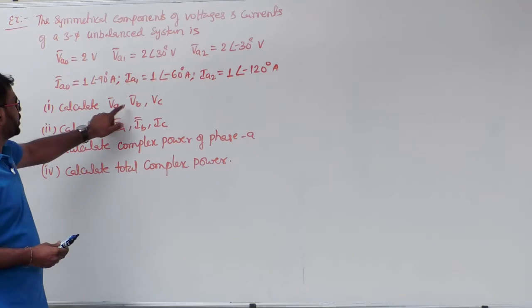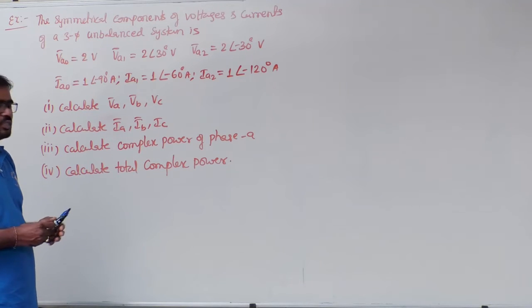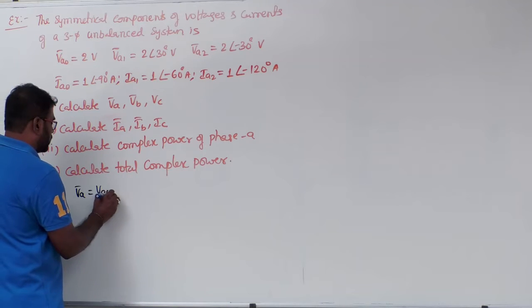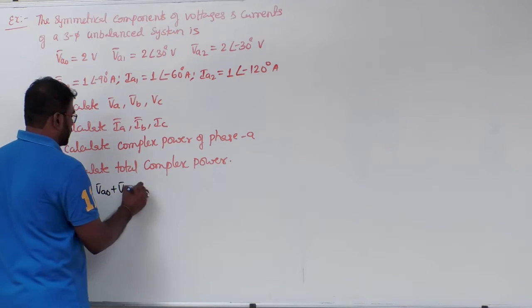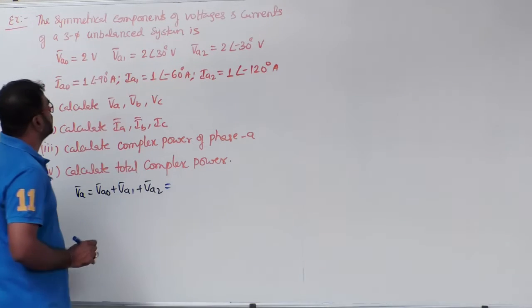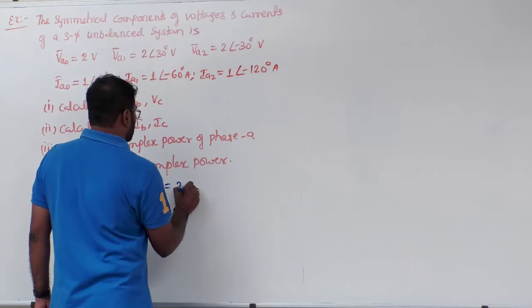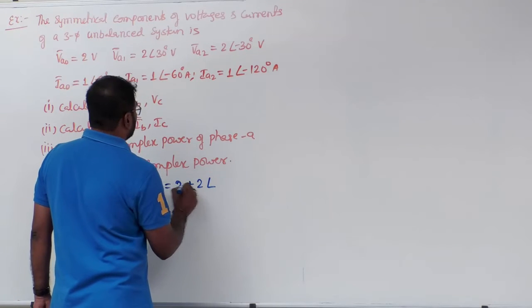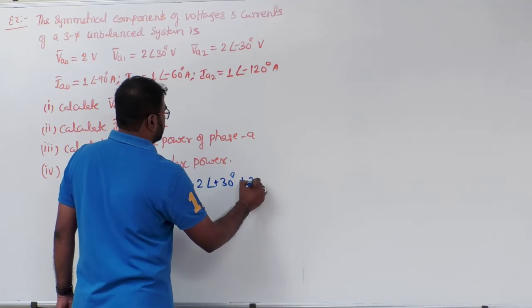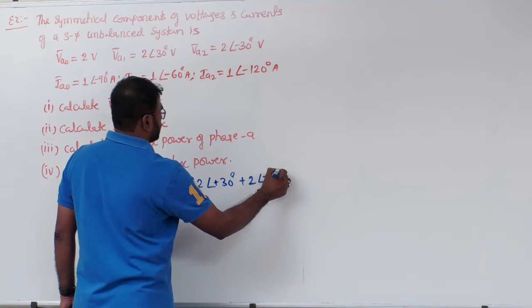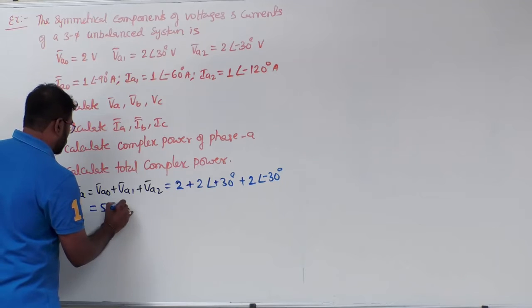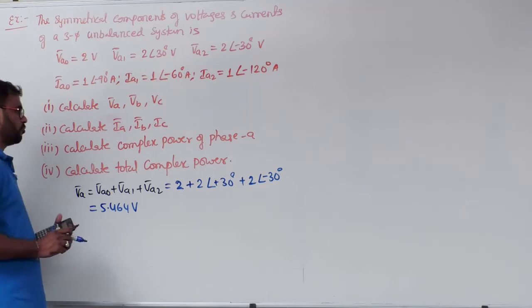So first we will solve VA, VB, VC. How to solve for VA, VB, VC? It's very simple, sir. VA equals directly VA0 plus VA1 plus VA2. Correct or not? If I substitute, what do I get? VA0 is 2 volts plus 2 at an angle plus 30 plus 2 at an angle minus 30. If I solve this, we get 5.464 volts. That's VA.